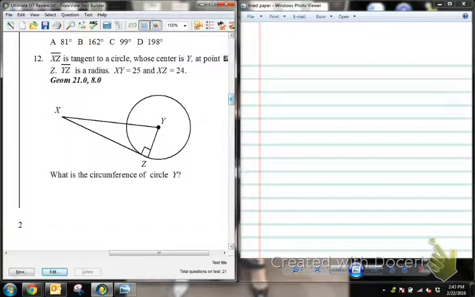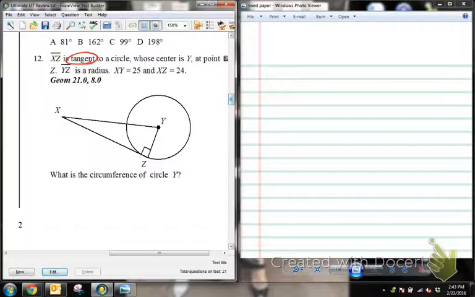The last one in this video is number 12. They give you that XZ is tangent to a circle whose center is Y at point Z. And as soon as they say it's tangent to the circle, that means at point Z you have a right angle, which they've already labeled for you. They've been nice to you, so they've already got that right angle there.